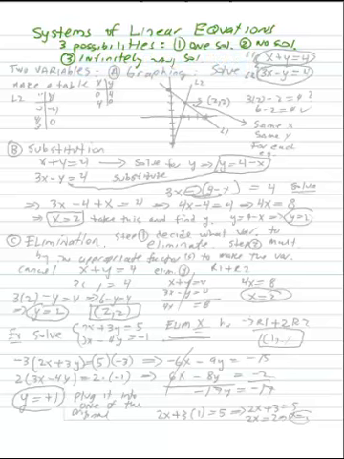Two lines either intersect in a single point, or they're parallel lines, in which case they don't intersect at all, there is no solution. Or if they're the same line, then they have infinitely many points on a line.